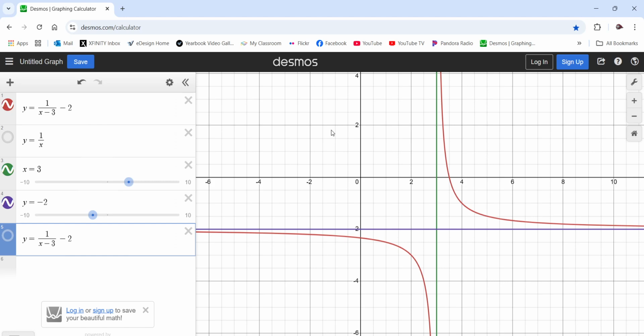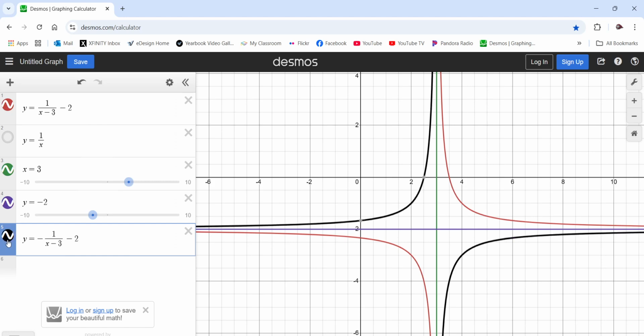What's the number of the quadrant? It's the second quadrant, right? So I got first, second, third, fourth. So instead of being the first, it's going to be in the fourth. Instead of being in the third, it's going to be in the second. So let's put a negative right there.